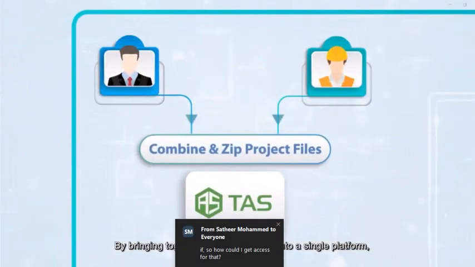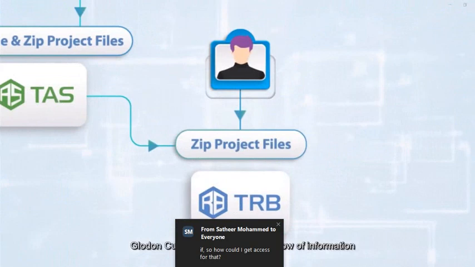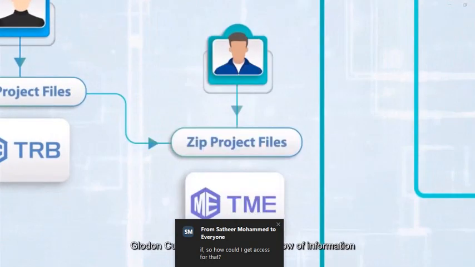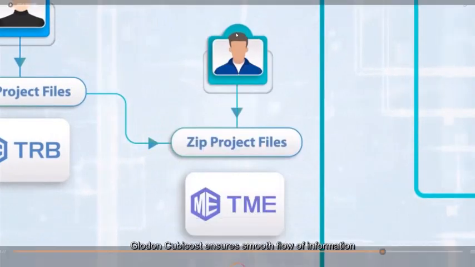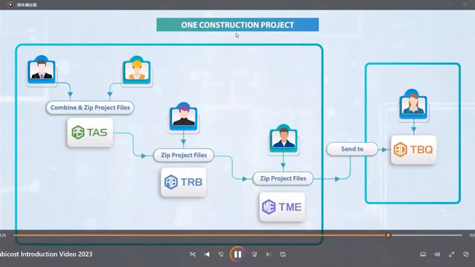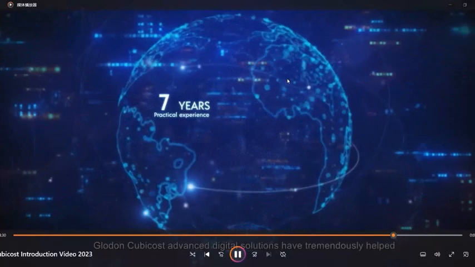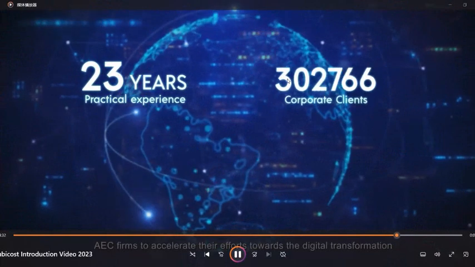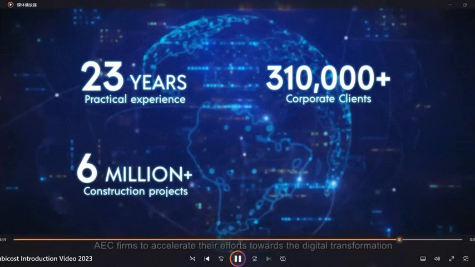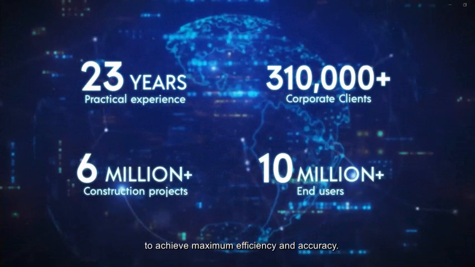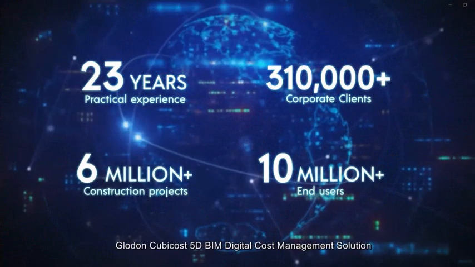By bringing together all stakeholders onto a single platform, Glodon Cubicost ensures a smooth flow of information and streamlined work process between team members. Glodon Cubicost advanced digital solutions have tremendously helped AEC firms to accelerate their efforts towards digital transformation to achieve maximum efficiency and accuracy.